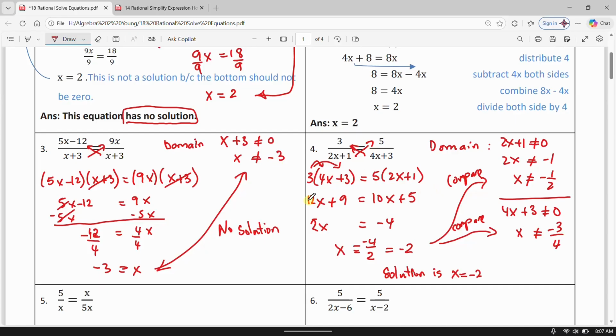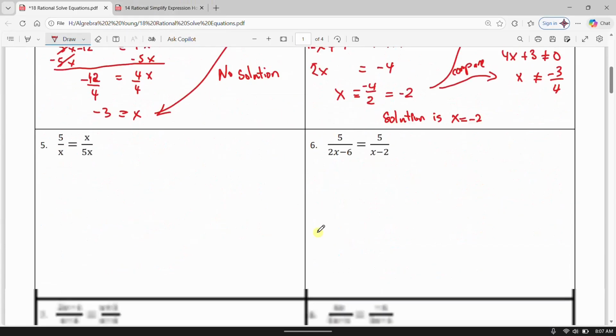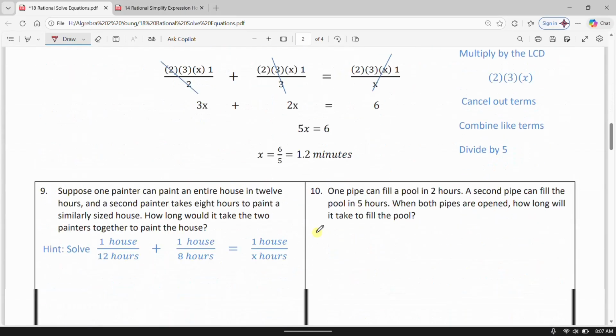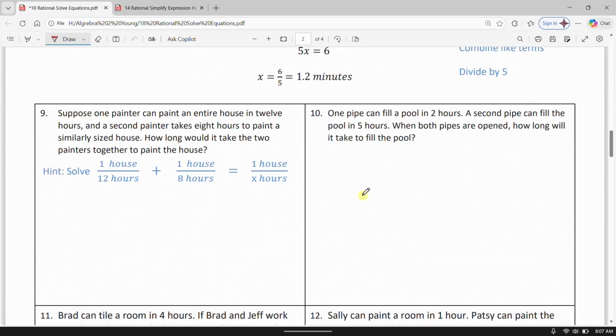So I wanted to do those two examples for you there. That's how to solve equations. So let's move on to these problems. Okay, so number 9, I'll give you a hint.